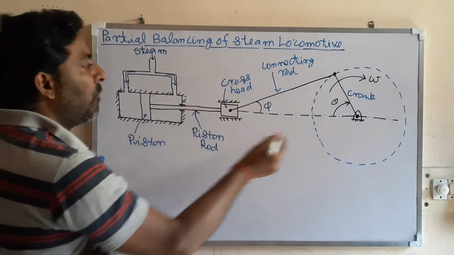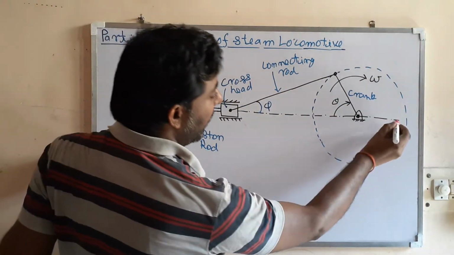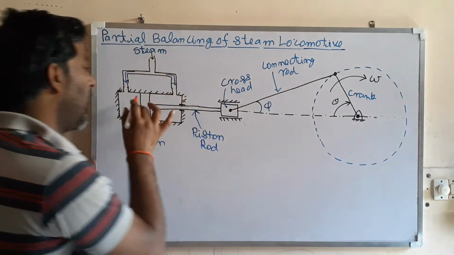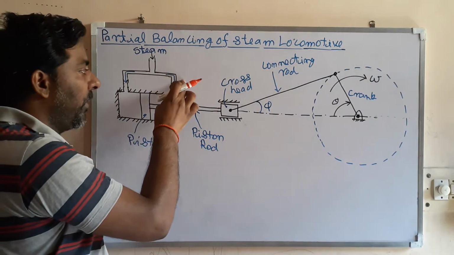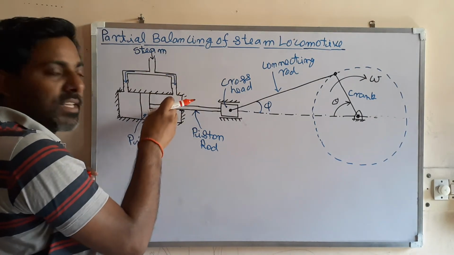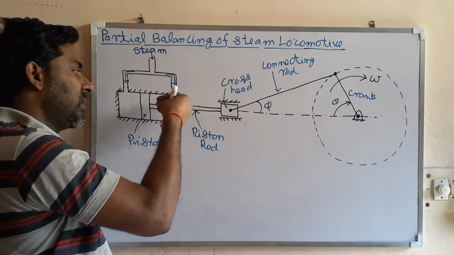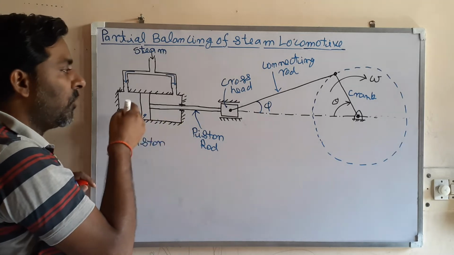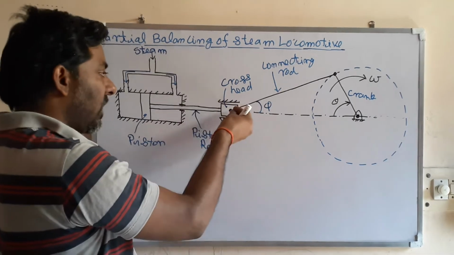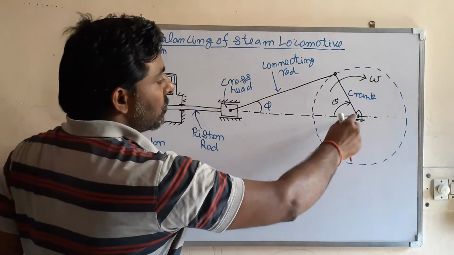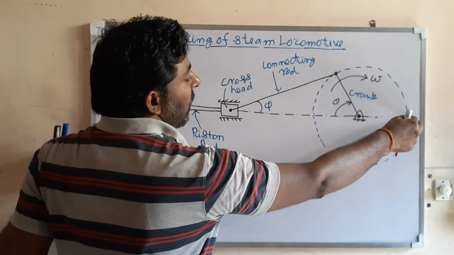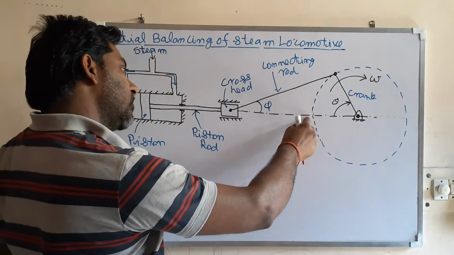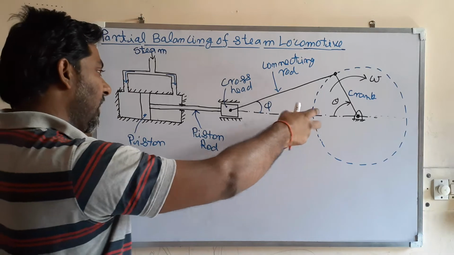That will happen for theta equal to 0 to 180 degrees. For theta equal to 0 to 180 degrees, then what will happen? This valve will close and this valve will open. The steam will enter from this side, so that will apply a force on the piston in this direction, and the piston will move from here to here. When the piston moves from here to here, the piston rod and cross head will move from here to here. So the crank has moved from here to here for one stroke. For another stroke, it will move from here to here. So one cycle will be completed.